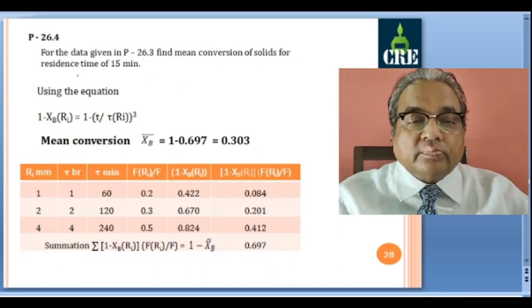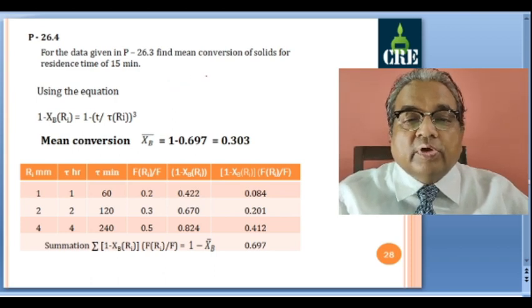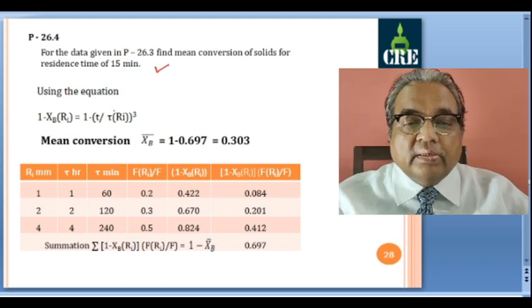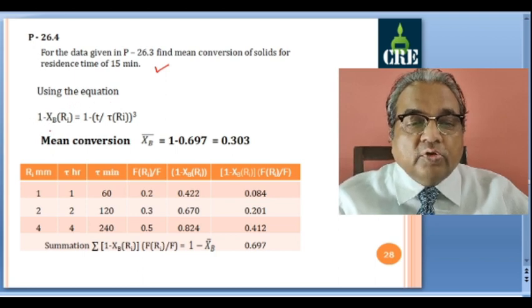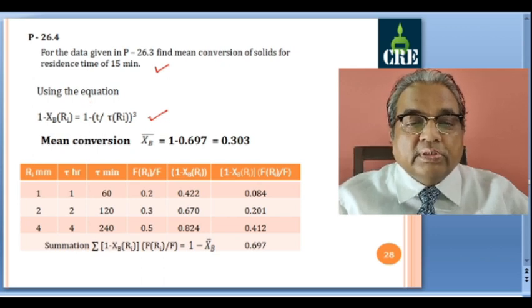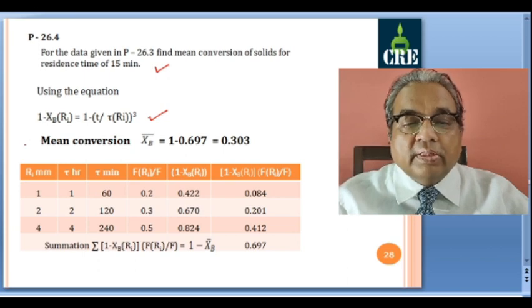Next, problem 26.4. For the data of the previous problem, we have to find the mean conversion of solids for a residence time of 15 minutes. The residence time of 15 minutes is fixed by volume and volumetric rate. For the chemical reaction controlling shrinking core model, we know the expression 1 minus XB of Ri is equal to (1 minus t by tau of the size Ri) whole cube. Using this expression, I can find the conversion for each size, and finally we want the mean conversion for the mixture of all sizes.